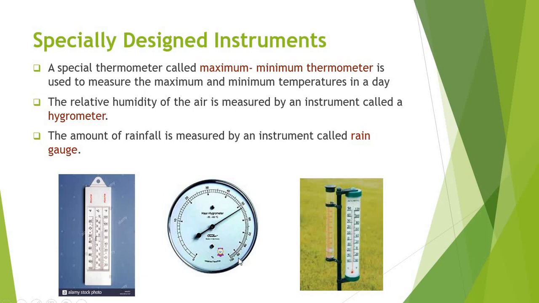So these three instruments are there. The first one is the maximum minimum thermometer, the other one is the hygrometer, the other one is the rain gauge. The maximum minimum thermometer is for calculating maximum and minimum temperature. The hygrometer is for calculating relative humidity. The rain gauge is for measuring the amount of rainfall in a particular region.